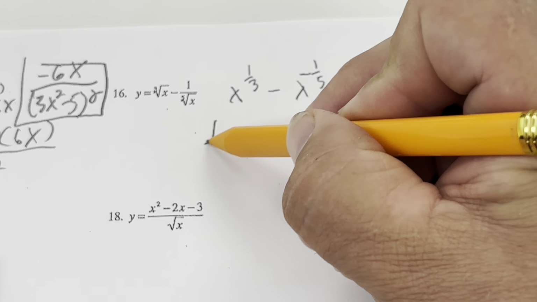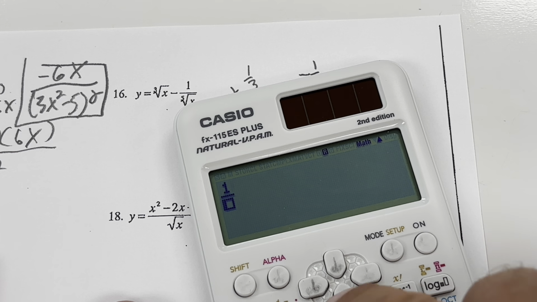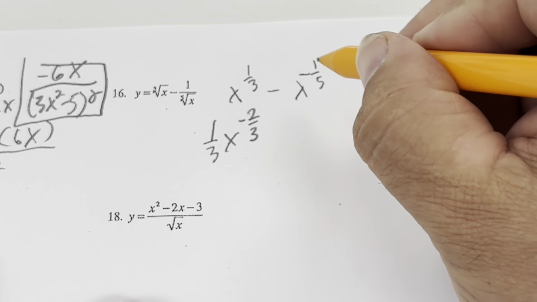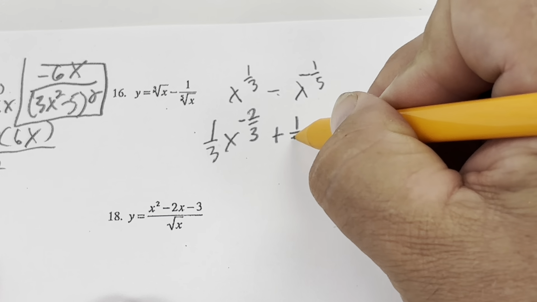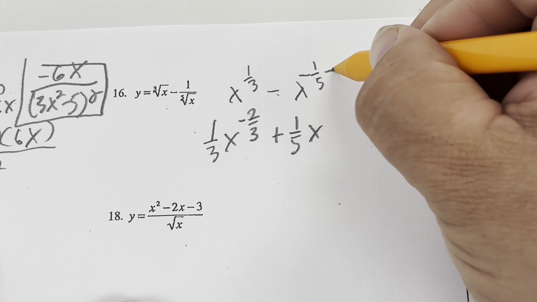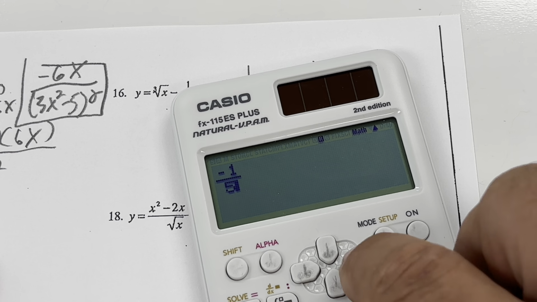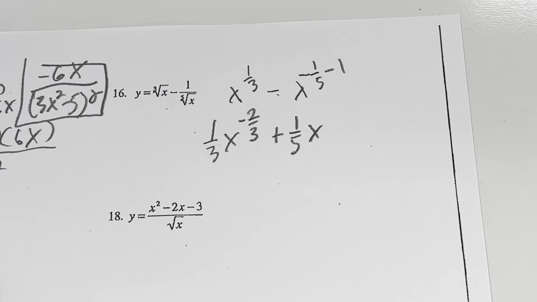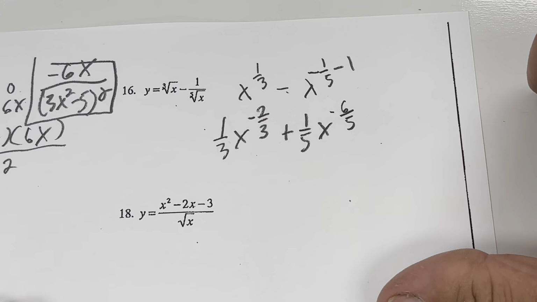So power rule, 1/3 x, and then 1/3 minus 1. So 1 over 3 minus 1 would give us negative 2/3, so to the negative 2/3. And then power rule, negative 1/5 times negative 1 would give us plus 1/5 x. And then negative 1/5 minus 1. So let's do that one. Negative 1 over 5 minus 1 would give us negative 6/5. And there's our derivative if they want us to rewrite it.